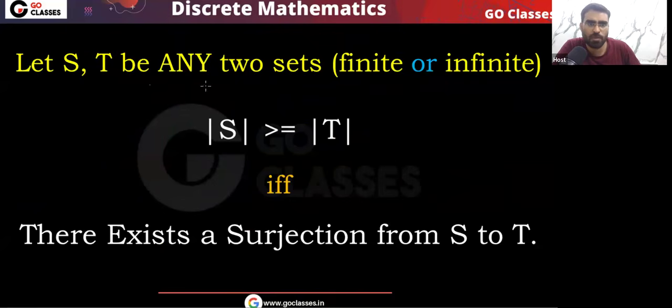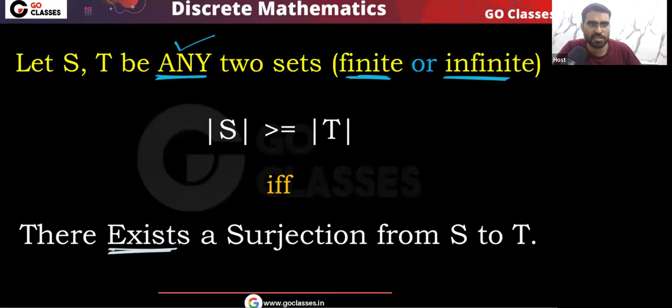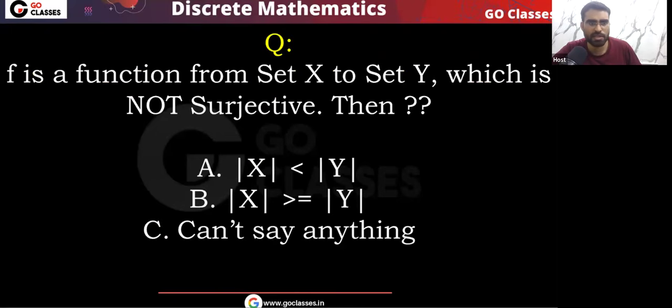So remember, this is the theorem: whatever set you take, S comma T are any sets, they can be finite or infinite, any sets. Then there exists a surjection from S to T. What you can say is that it simply means S cardinality is greater than or equal to T cardinality. So this is the theorem. I hope you understood. Tell me the answer for this question quickly.